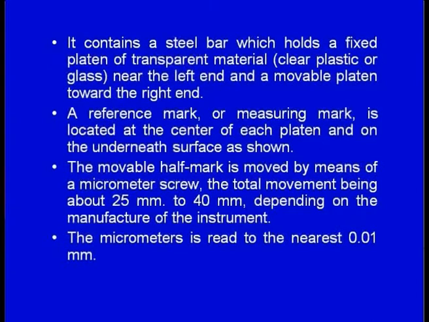It consists of a bar which holds a fixed platen of transparent material, that is clear plastic or glass, near the left end and a movable platen towards the right end. A reference mark or measuring mark is located at the center of each platen on the underneath surface as shown. The movable half mark is moved by means of a micrometer screw, the total movement being about 25 mm to 40 mm depending upon the manufacture of the equipment. The micrometer is read to the nearest 0.01 millimeter.